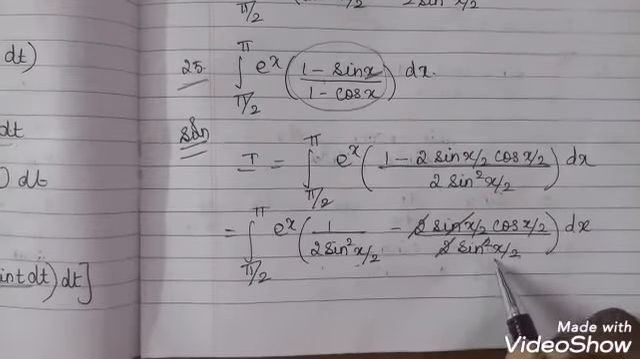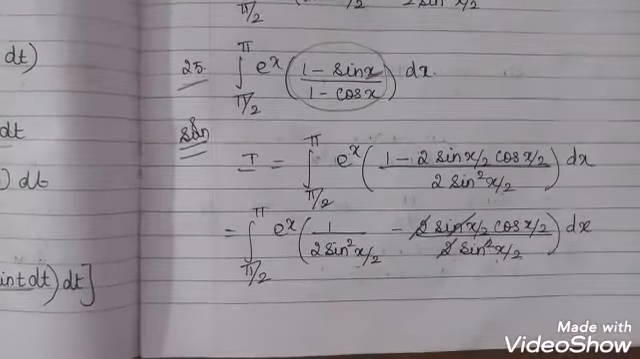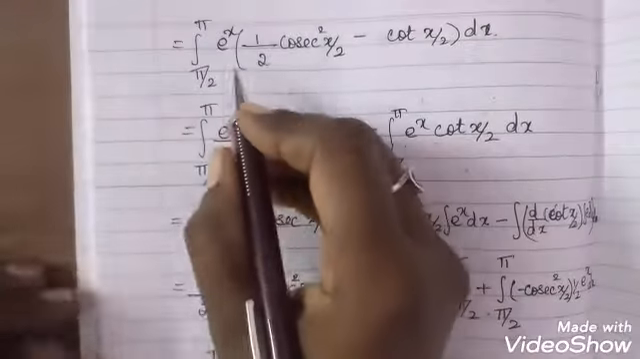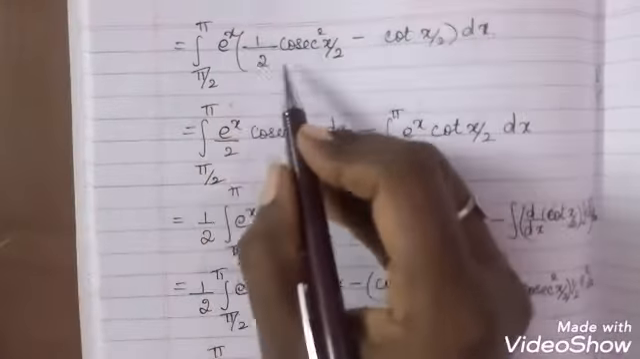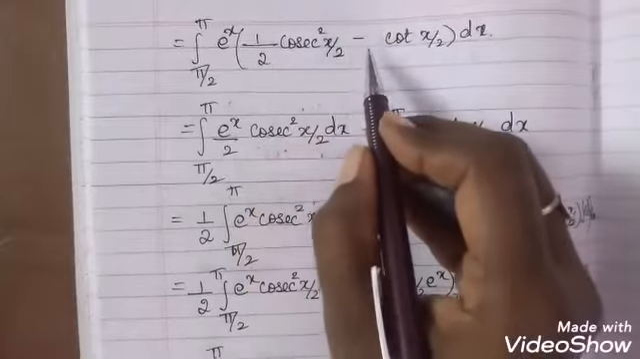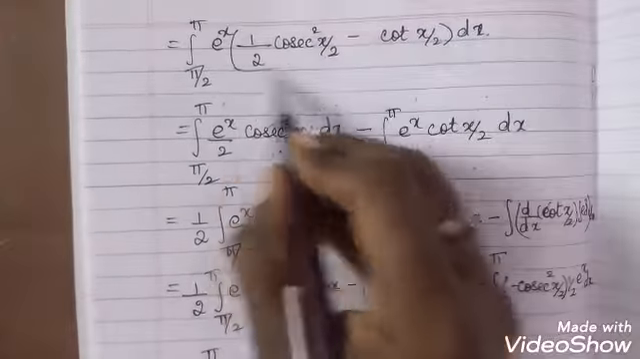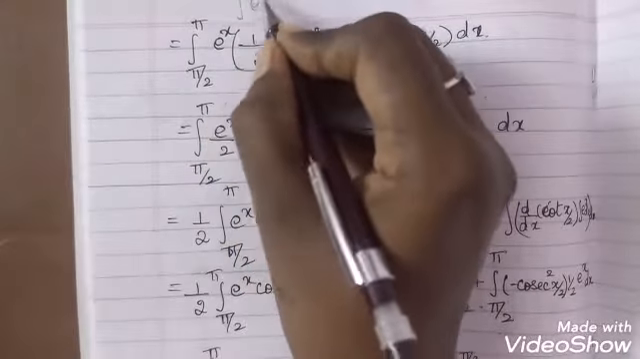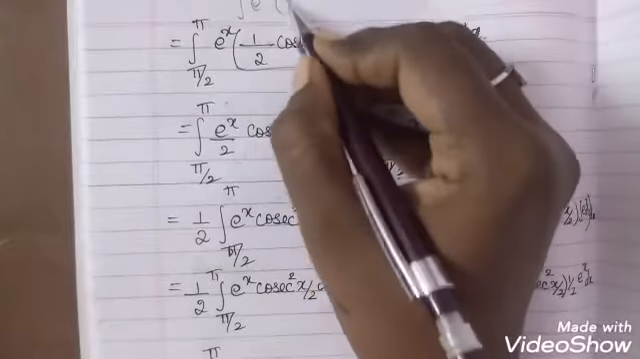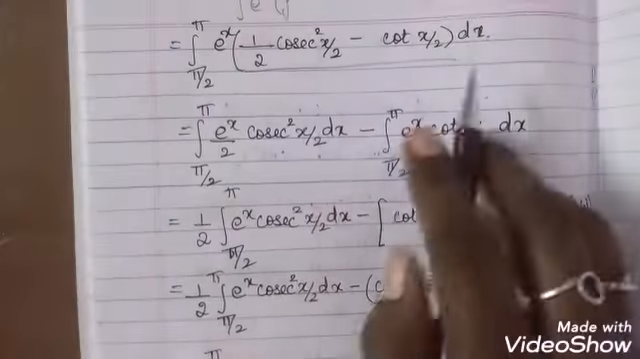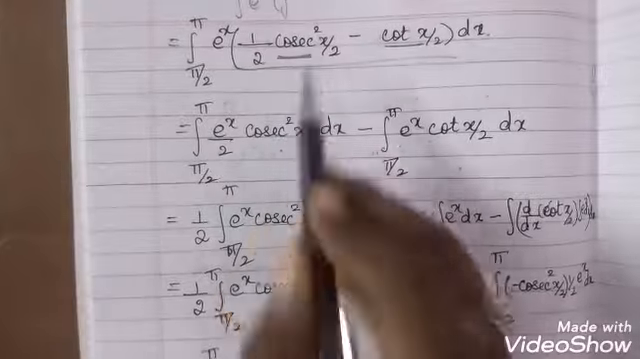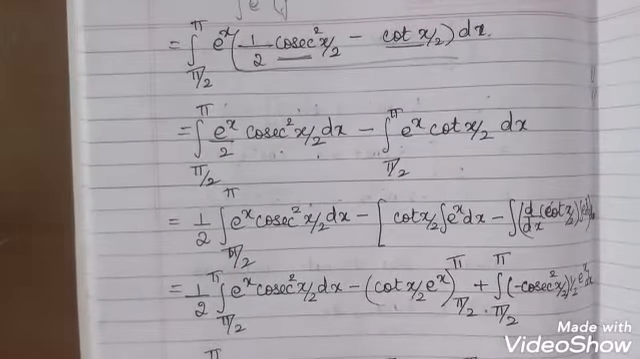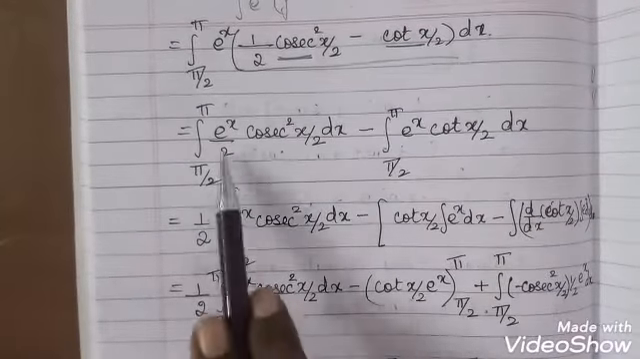Here if you see, cos by sin will give you what? Cot x by 2. So you will have it as integral over pi by 2 to pi e power x into 1 by 2 cosecant squared x by 2 minus cot x by 2. So again if you see, it's of this form only, integral of e power x into, what did I tell you there? F of x plus f dash of x, because differentiation of cot x by 2 will give you what? Minus cosecant squared x by 2 into 1 by 2. Okay, so I'll just split it here.